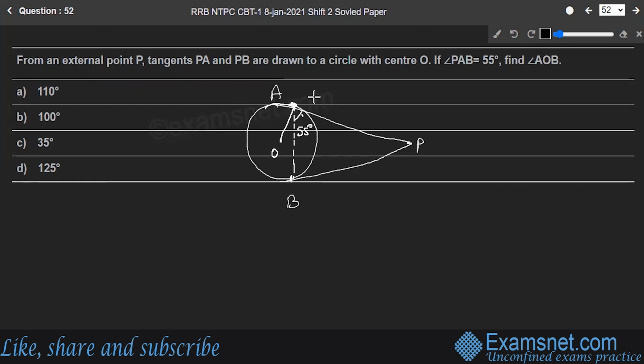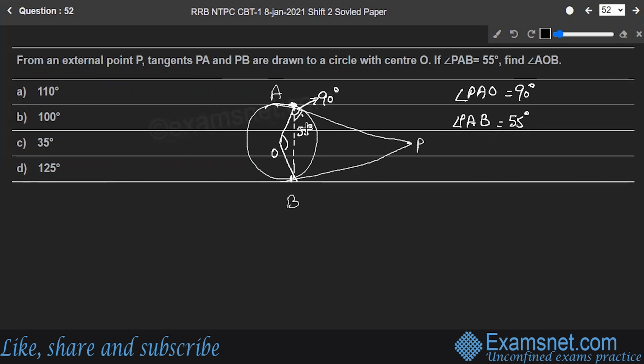Also, you know one thing, angle PAO is equal to 90 degrees. Angle PAB is equal to 55. You have to find out angle AOB. So this is the angle which you have to find out.